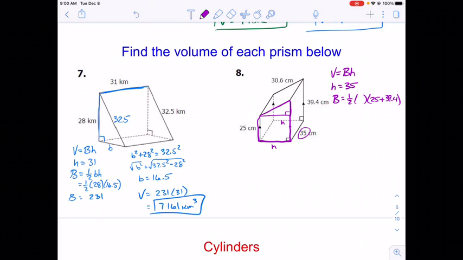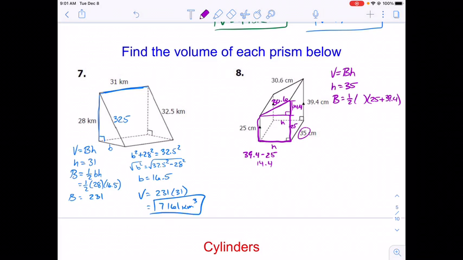So I know this side here is 30.6. Now I need to know the distance from here to here. Well, I know the full distance is 39.4, and I know this distance is 25. So this is 25 here. If I take 39.4 and subtract 25, that is going to give me this distance right here, which is 14.4. So this distance here is 14.4.